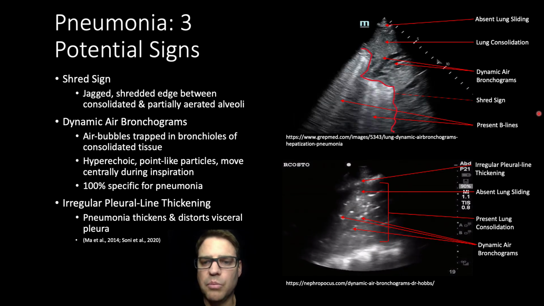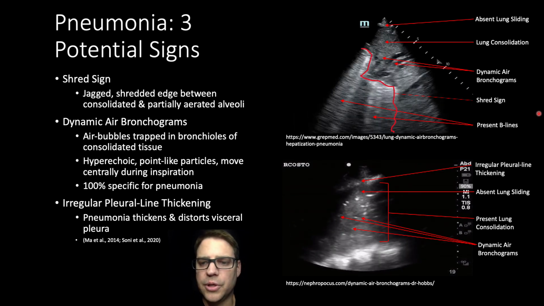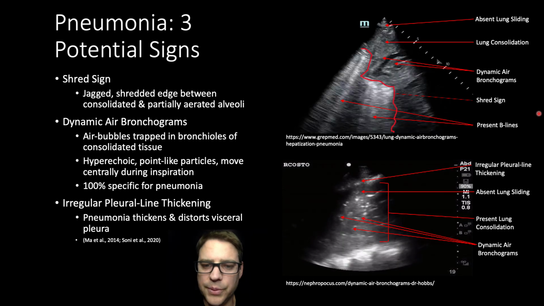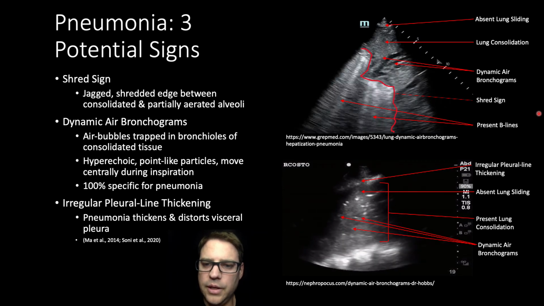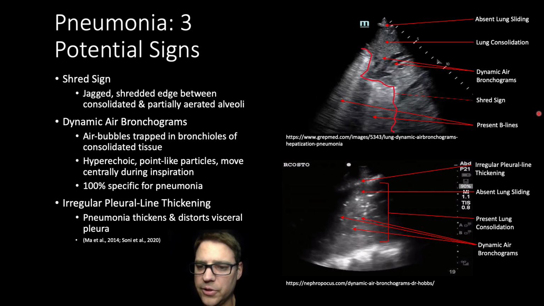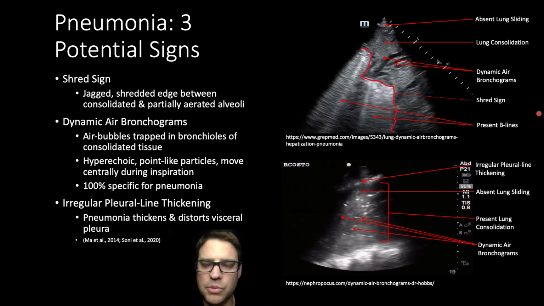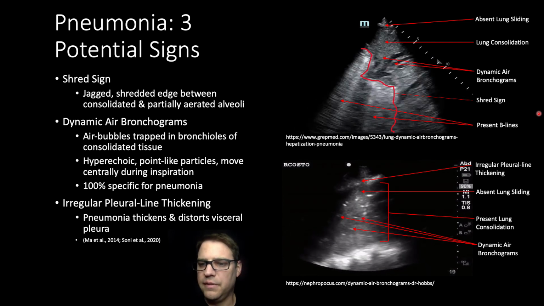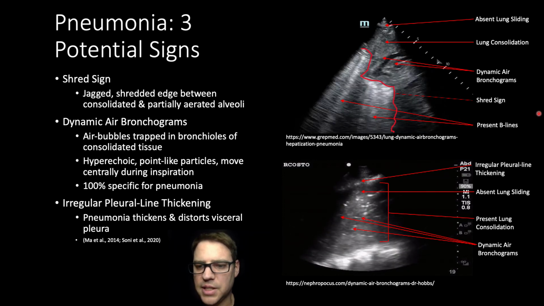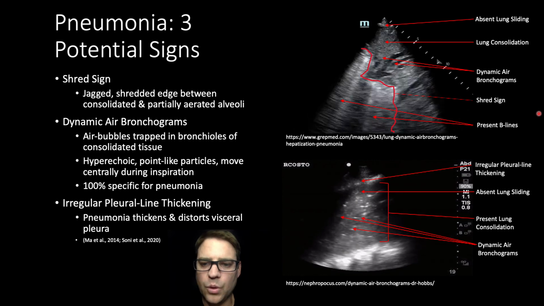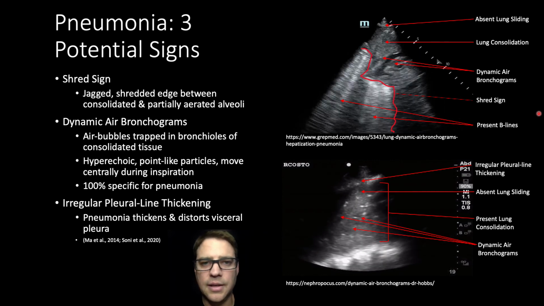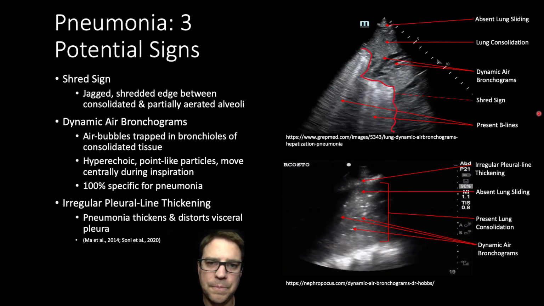When present, the mobile, hyperechoic air bubbles are 100% specific for pneumonia. An irregular pleural line thickening occurs when the infection reaches the visceral pleura, which happens in most pneumonia cases. The inflammatory and infectious process causes the pleural line to thicken and take on an irregular shape, which disrupts normal lung sliding and causes pleuritic pain.